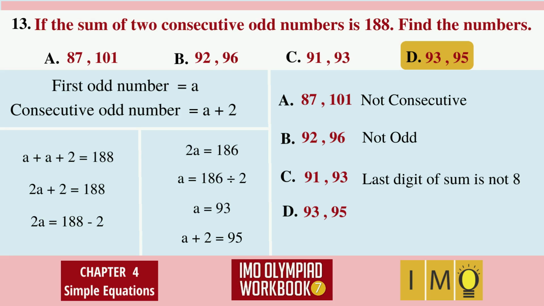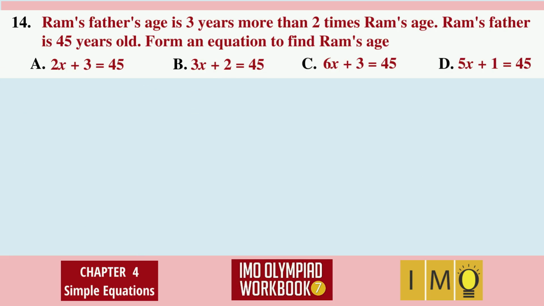Question number 14. Ram's father's age is 3 years more than 2 times Ram's age. Ram's father is 45 years old. Form an equation to find Ram's age. Let's consider Ram's age to be x and Ram's father's age to be y. From our question, we know that his father's age is 45. So y is equal to 45.